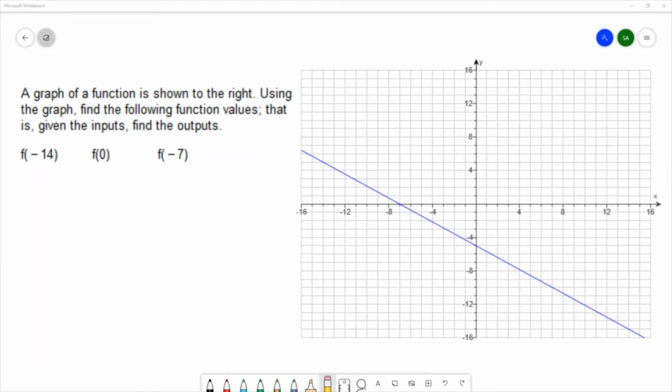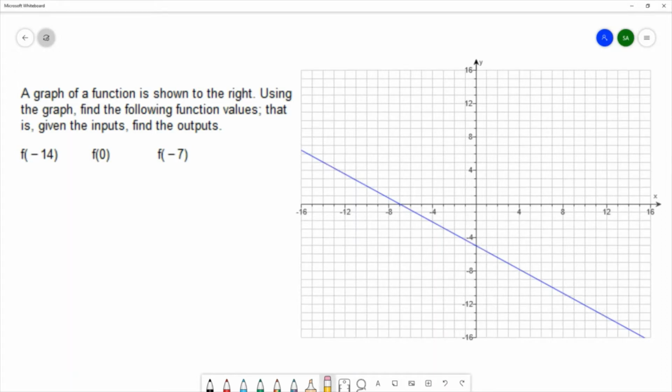For this question, a graph of a function is shown to the right. Using that graph, find the following function values. That is, given the inputs, find the outputs. We have f of negative 14, f of 0, and f of negative 7. And the graph shown on the right is a linear graph.